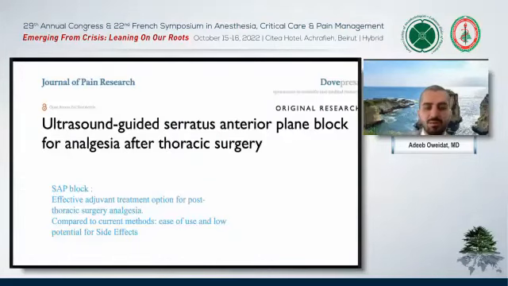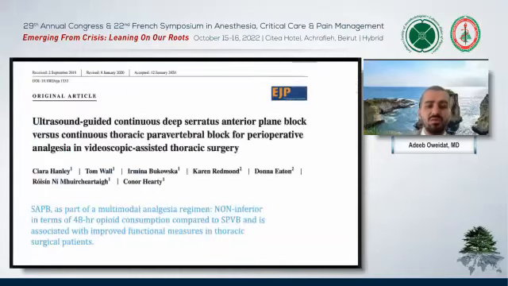So what about the data about serratus? This is a nice article. You can look at it. It shows that the SAP block is an effective adjuvant treatment option for postoperative thoracic surgery analgesia. And it's an easy block to perform and has low potential for side effects.